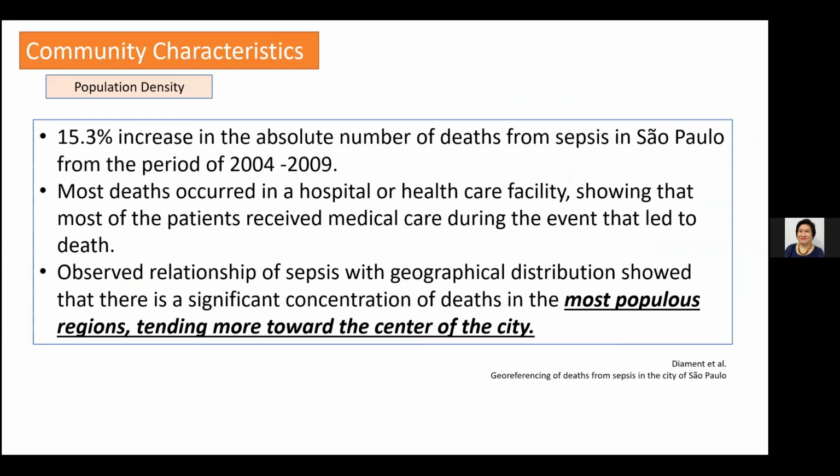Community characteristics in terms of population density, as shown in the study of Diamant et al., reported that there was a 15.3% increase in the absolute death from sepsis in Sao Paulo. This was concentrated in the most populous region, tending towards the center of the city.